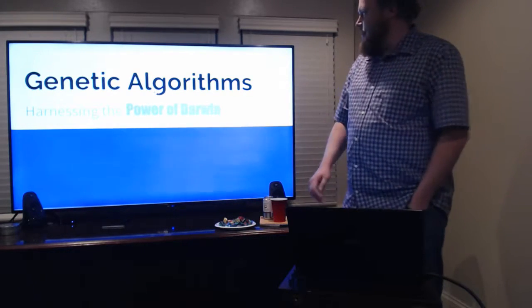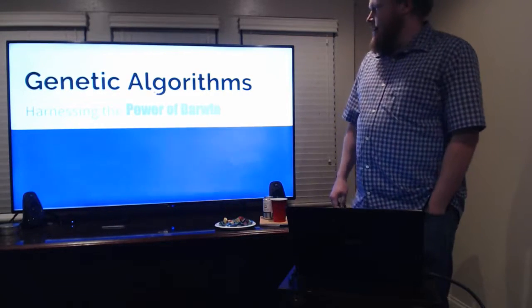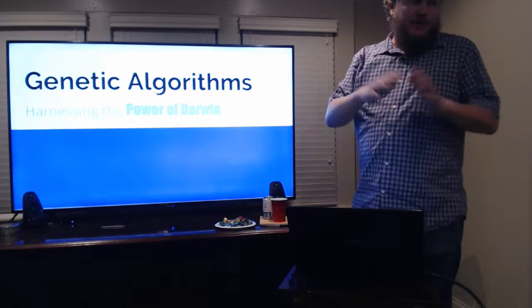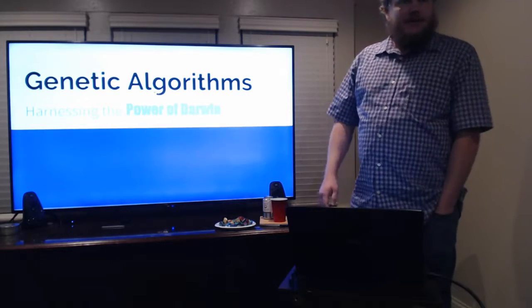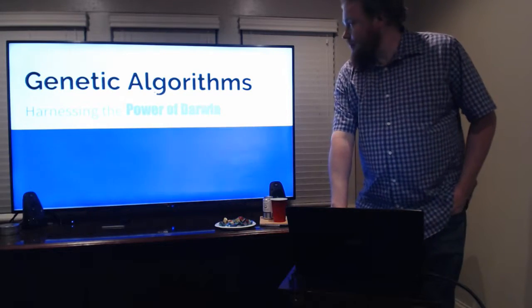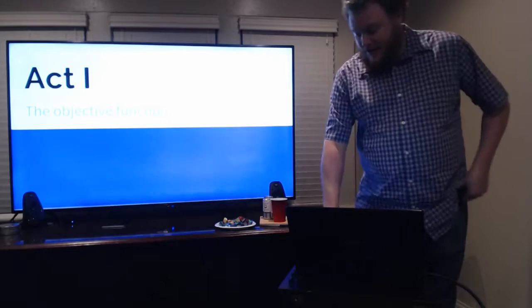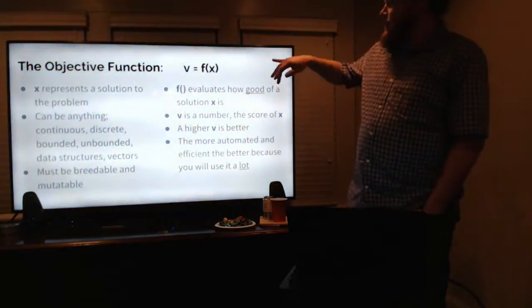So I'm talking about genetic algorithms, harnessing the power of Darwin, and unfortunately this one has a little bit of background, so it'll be a little bit of a PowerPoint presentation before we get to the fun examples. Act 1, the objective function.